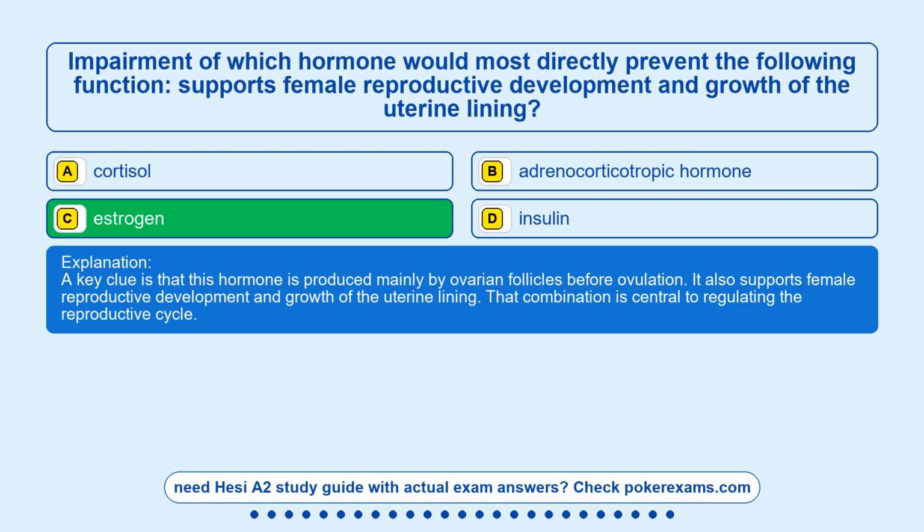A key clue is that this hormone is produced mainly by ovarian follicles before ovulation. It also supports female reproductive development and growth of the uterine lining. That combination is central to regulating the reproductive cycle.